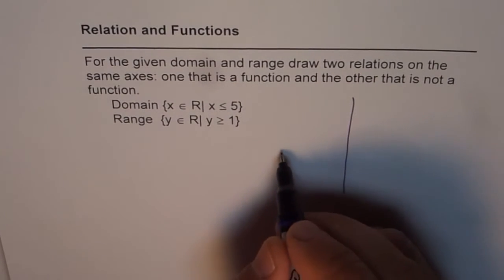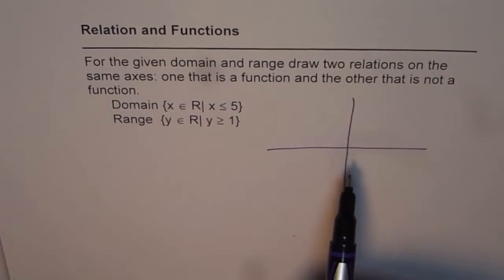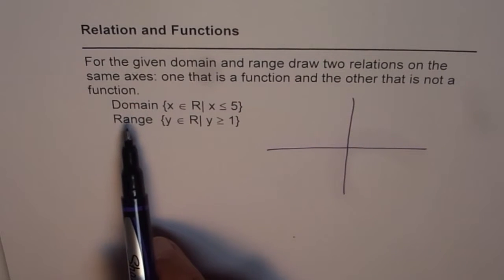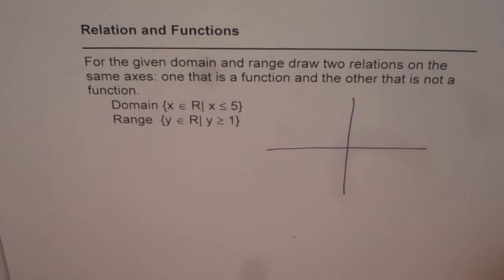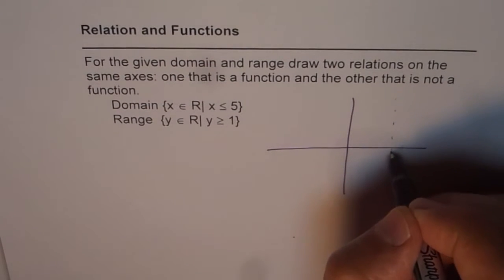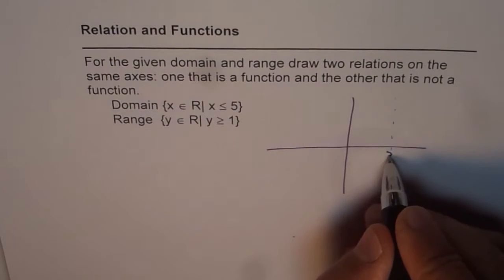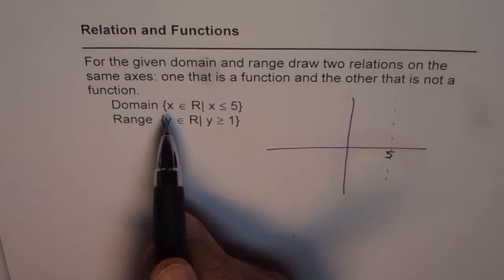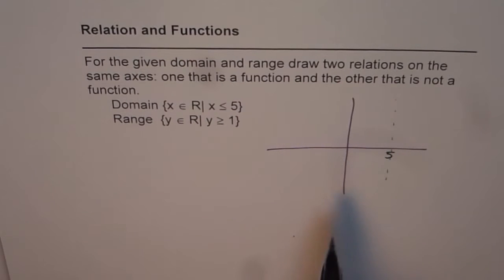Here is my solution. Now that's the coordinate plane, and what we need here is a relation which has domain which is less than 5. So let us assume that this line is representing 5. So this point for us on x-axis is 5. Domain is less than 5. That means the relation, when you sketch it, should be on left side of this line.